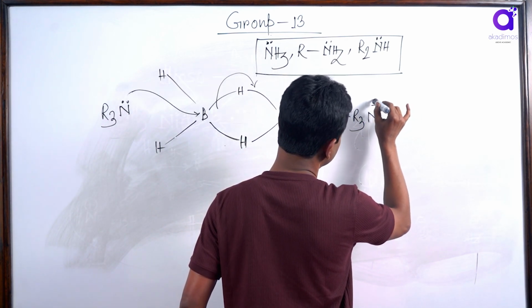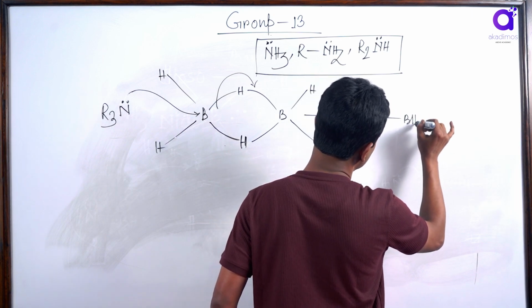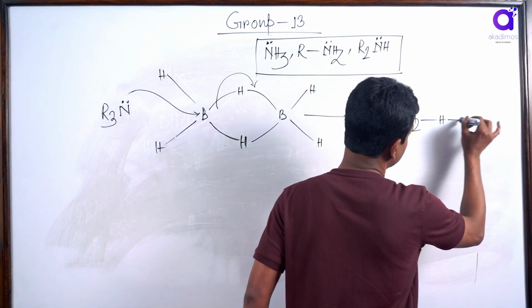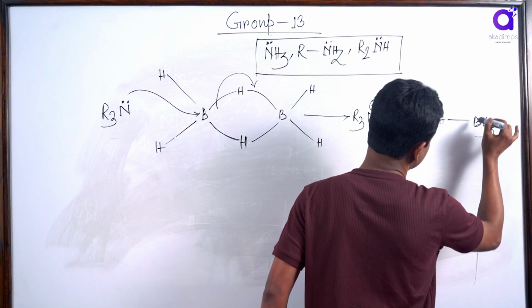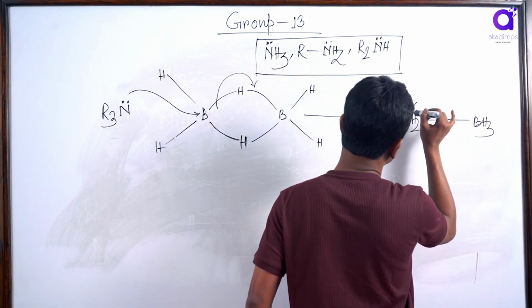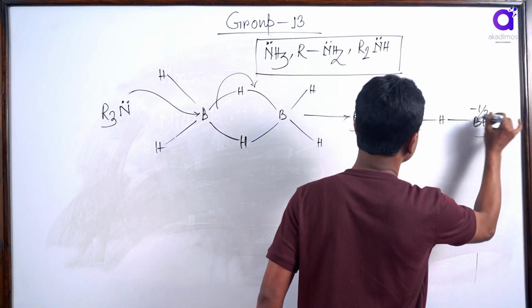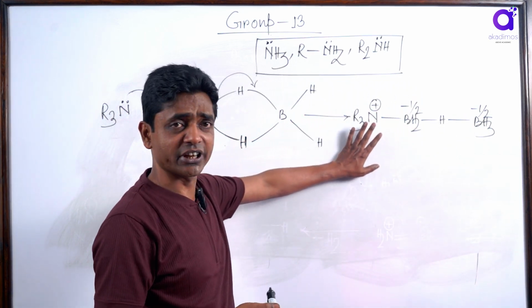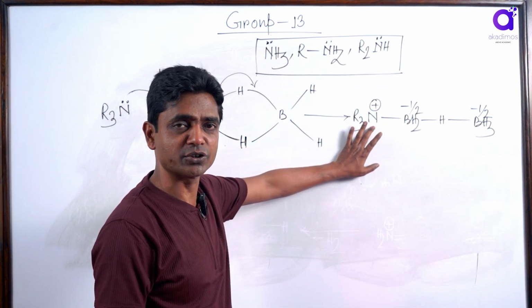R3N plus and BH2 H, BH3, near about equal distribution of charge, minus. But you know this nitrogen can never be neutralized since there are no hydrogen.